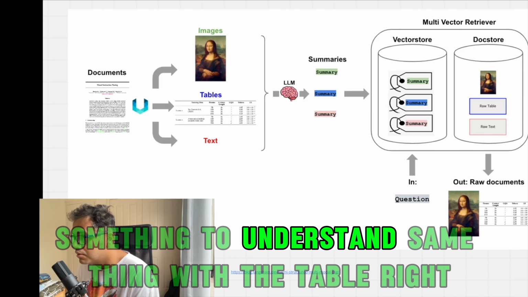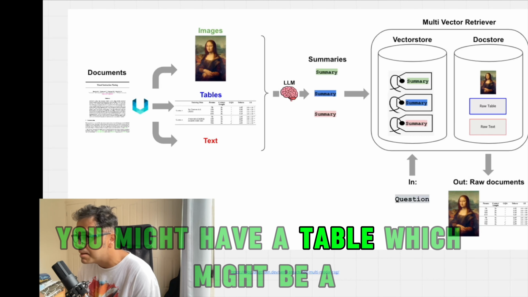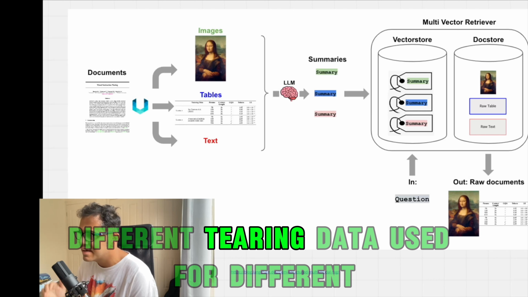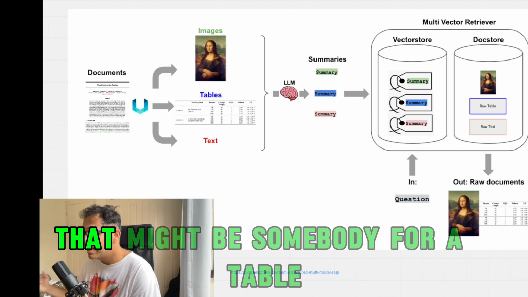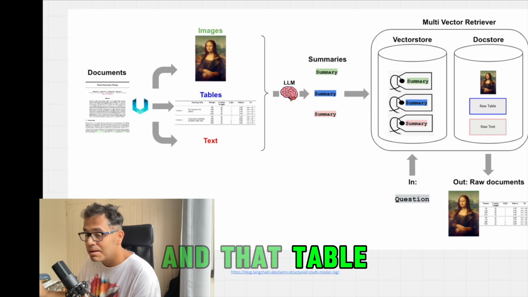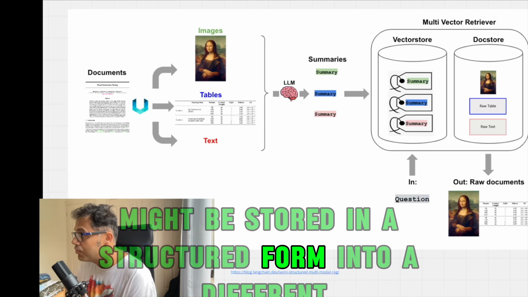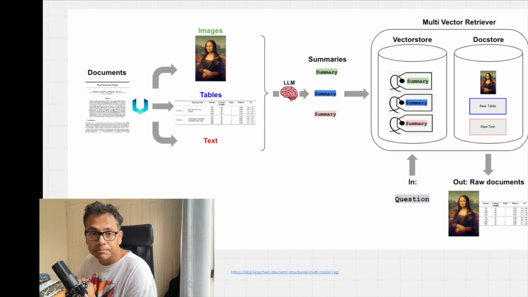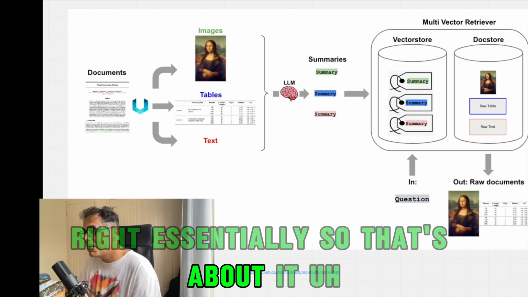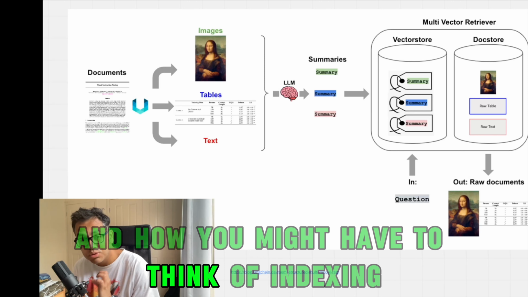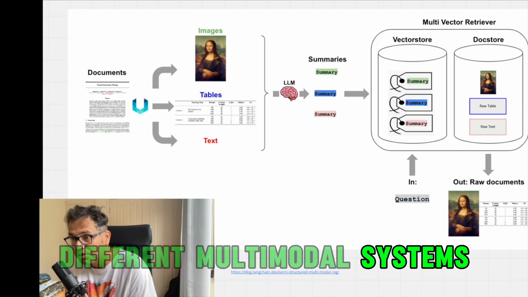This is something to understand. Same thing with the table. You might have a table which might be different training data used for different large language models, and there might be a summary for that table, and that table might be stored in a structured form in a different sequential table. So that's about it, and that's how you might have to think of indexing for different multimodal systems.